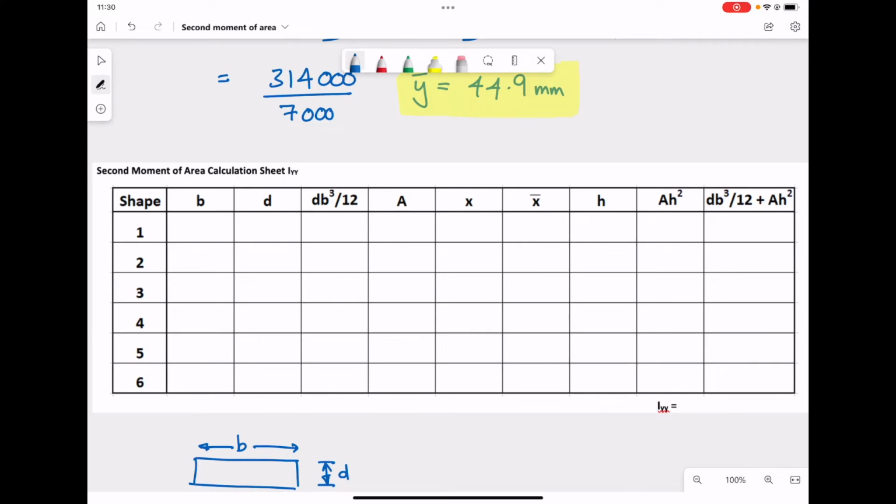Now to calculate the second moment of area about a vertical axis, IYY, we use a slightly different form of the table. In the first instance, it looks very similar with D and B values for the dimensions. For the second moment of area about a vertical axis, we now use dB cubed over 12. Area, again, will be B times D. And now we're going to use X bar. Again, going to use the parallel axis theorem. Have to work out the offset between the axes, H, AH squared, and finally then D, B cubed over 12 plus AH squared.